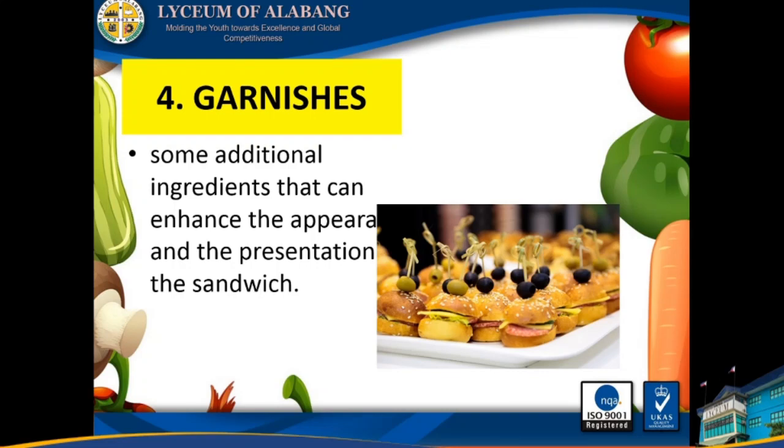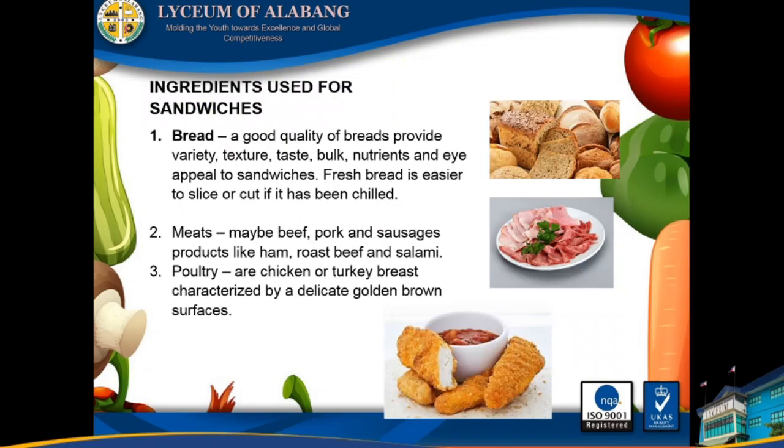Next is ingredients used for sandwiches. Number one, we have bread. A good quality of bread provides variety, texture, taste, bulk, nutrients, and eye appeal to sandwiches. Take note that fresh bread is easier to slice or cut if it has been chilled. Then number two, we have meats. Meats can be beef, pork, and sausage products like ham, roast beef, and salami.